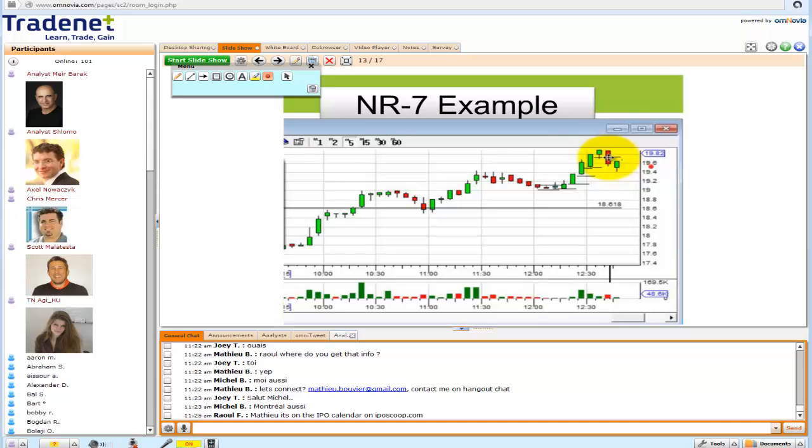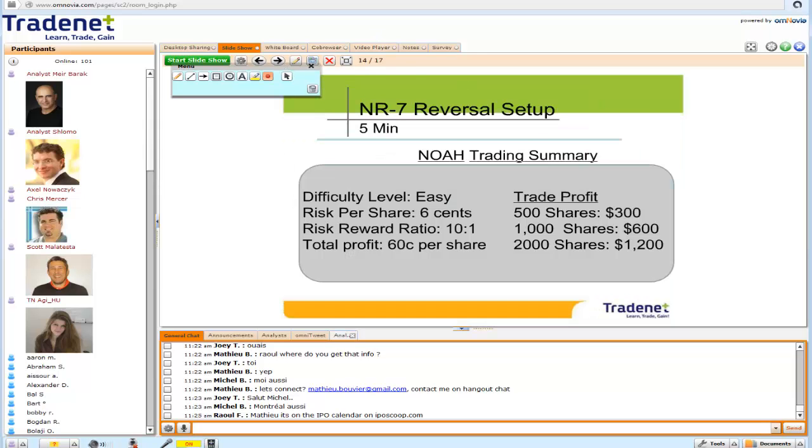So pay attention how we took below 1970, sorry. So pay attention how we took the whole movement here from 1910 to 1970. That means we captured 60 cents of movement while risking only 10 cents per share. And this is exactly what we wanted to do.